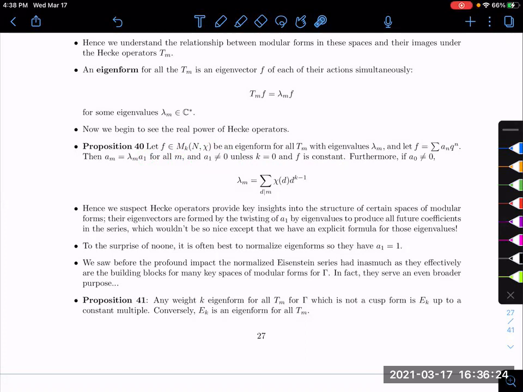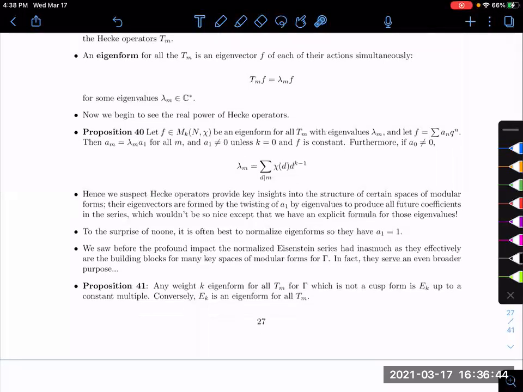And not only that, but if you happen to have a modular form that's not a cusp form, meaning the zero index term of the Q expansion doesn't vanish, then there's a formula for all of these eigenvalues. None of this needs to be true at all. This is very rich structure here. So what's happening is the Hecke operators are providing key insights into the structure of certain spaces of modular forms. And by certain spaces, I mean all of the spaces we care about, the individual components of gamma 1 of n, for example.